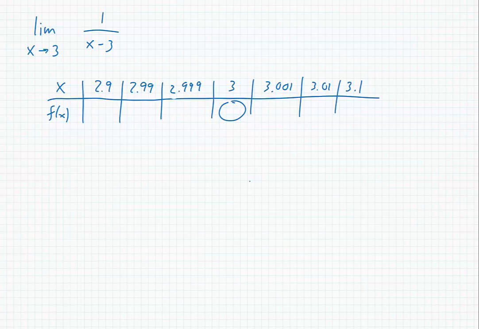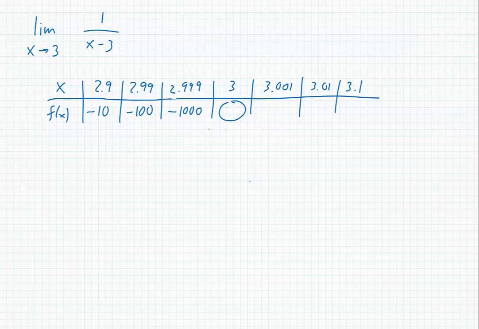So when x is 2.9 for this function, I get negative 10. And when it's 2.99, I get negative 100. When it's 2.999, I get negative 1000. So it doesn't look like we're approaching anything. It looks like these numbers are getting more and more negative.